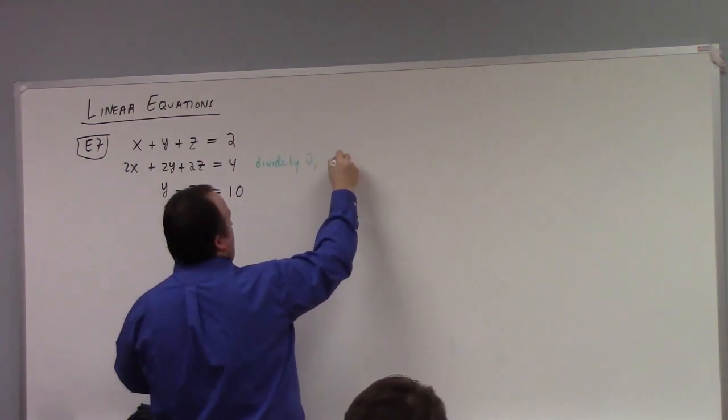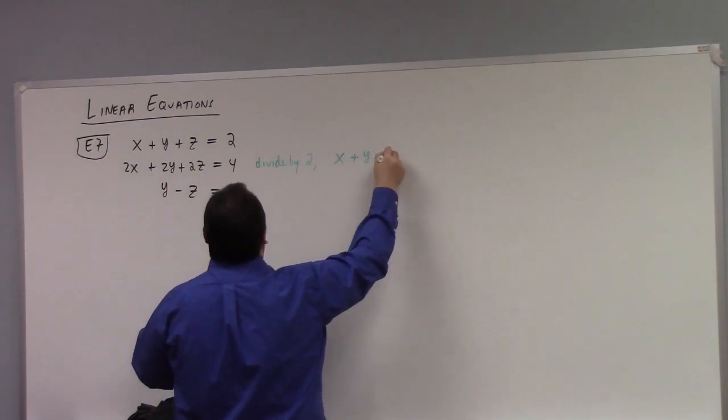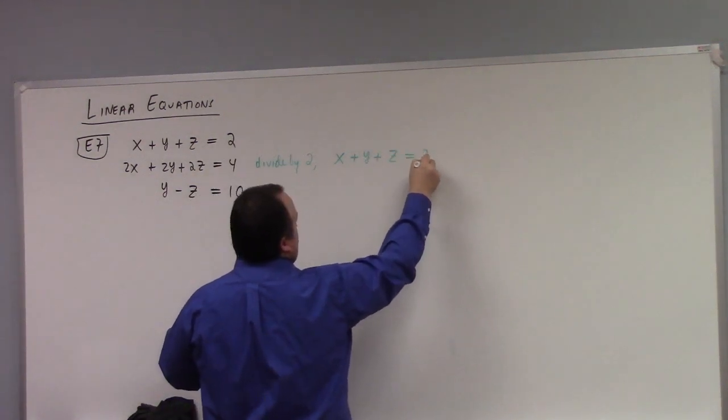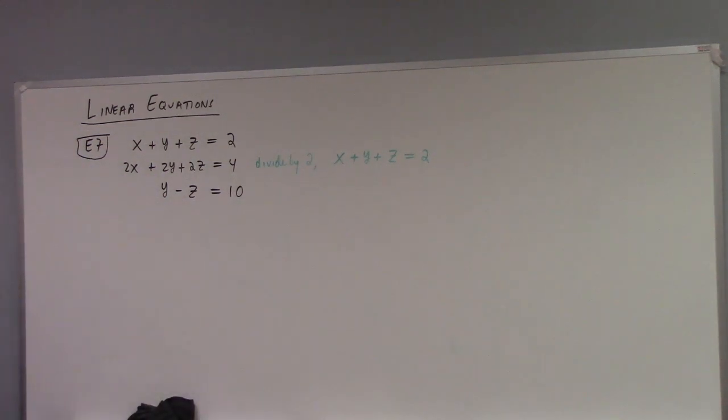We get x plus y plus z equals 2. What does that show us? Yeah, those two equations are the same. That's right, they're the same equation. So do we need to keep both of them? Not really. We can just focus our attention on, for example, the first and the third equation, right?